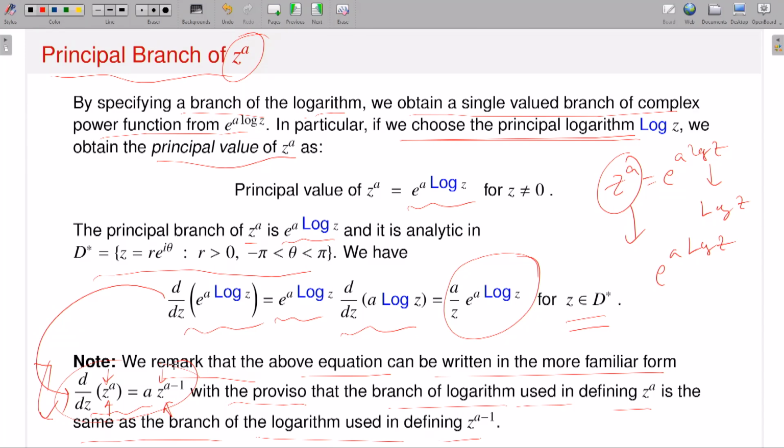And small log, if I deal with, small log has many branches. So I will have to first fix a branch of my small log, and that branch I should use for both z to the a and z to the power a minus 1. Then this equality is true.